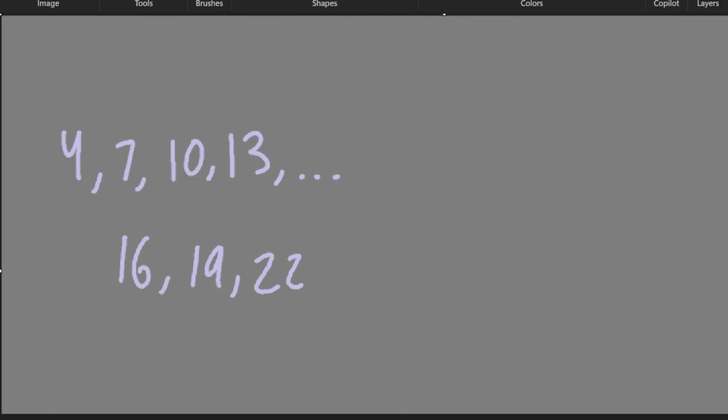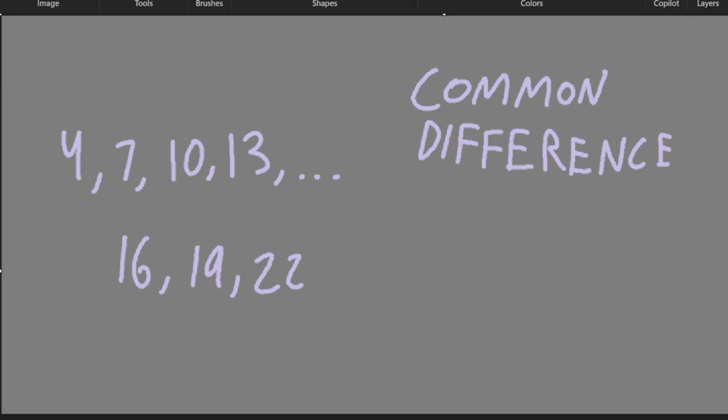And what else we know is that the value of each term can be determined by knowing what the constant difference is. So between 4, 7, 10, 13, 16, 19, 22, it's a constant difference of plus 3. This is what we refer to as the common difference. And this common difference can be negative or positive.